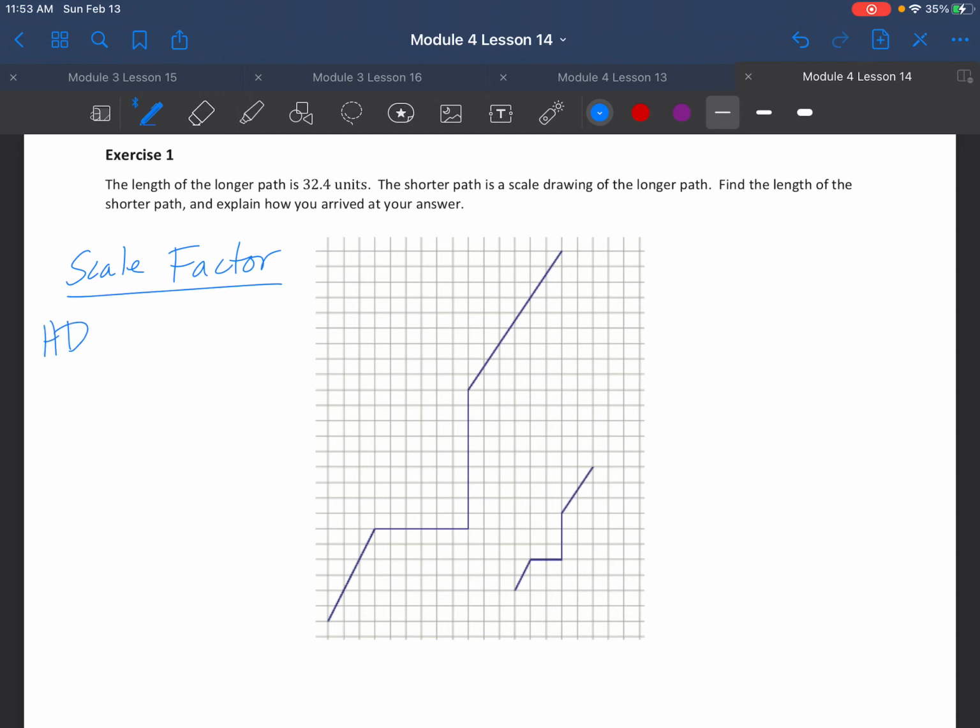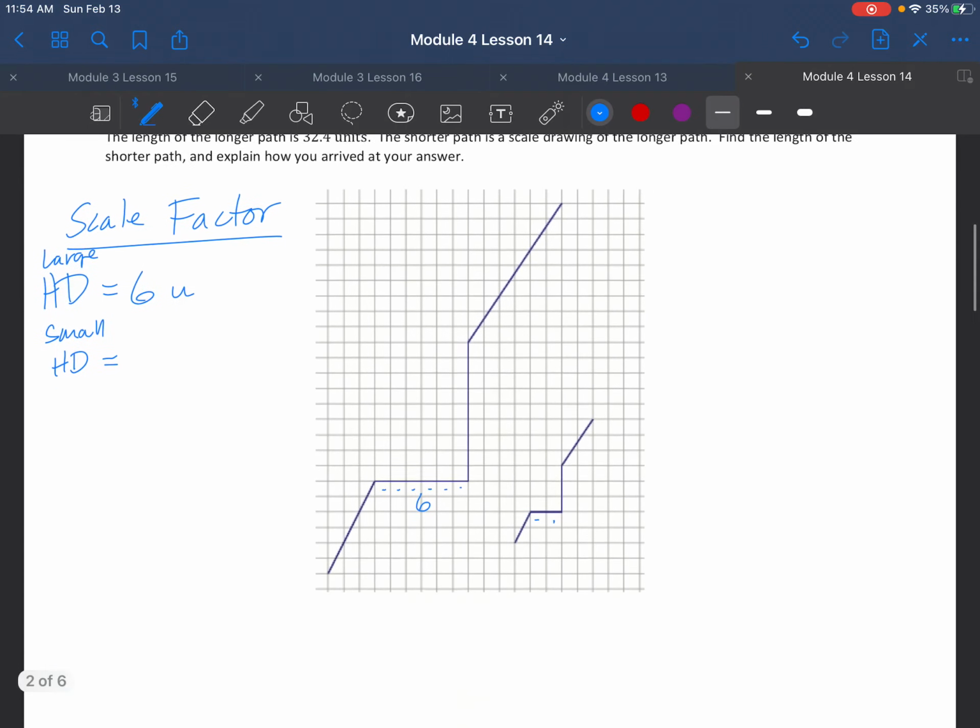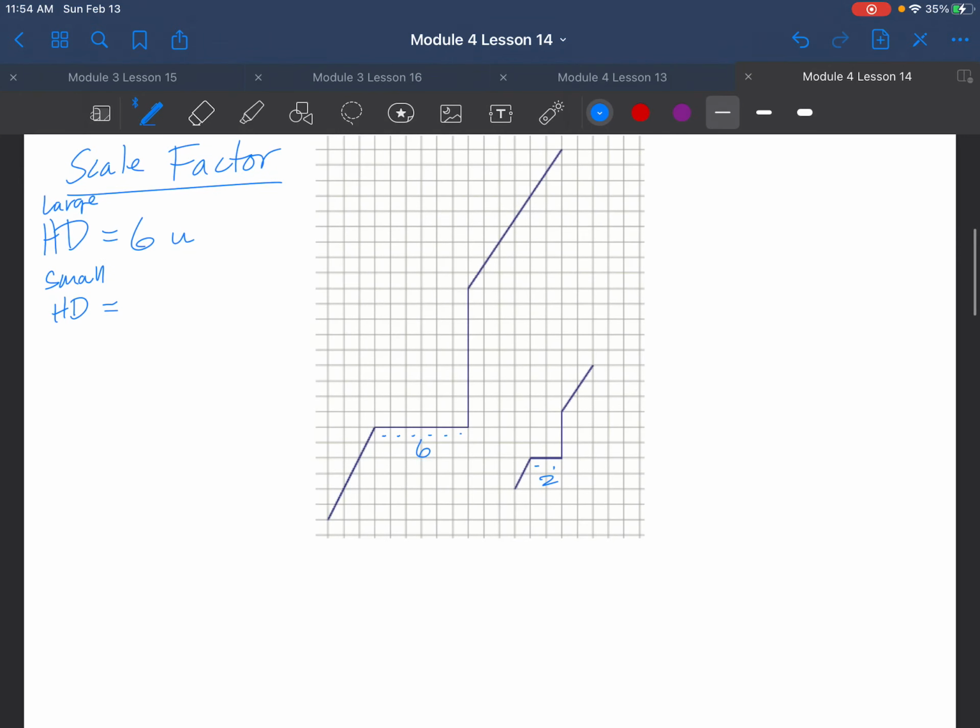All right, so again, the first thing we need is the scale factor. For this one, this is a little bit more of a challenging image, so we're going to use just the horizontal distance. The large path first. We're going to use this one right here: 1, 2, 3, 4, 5, 6. So this is 6 units. The smaller one is 1, 2. Oops, sorry. So 2.